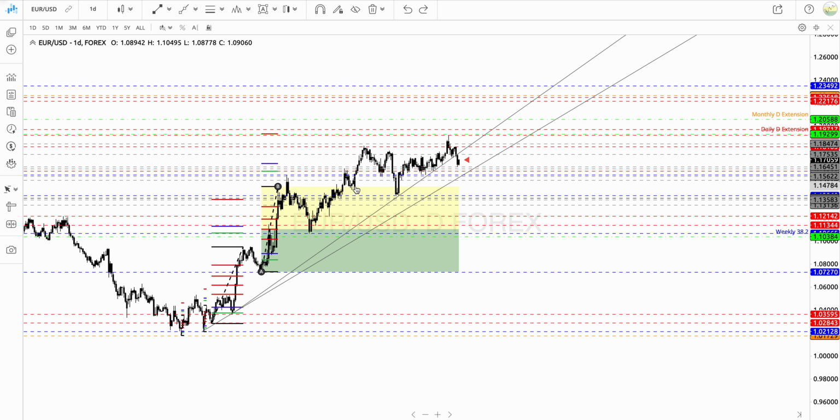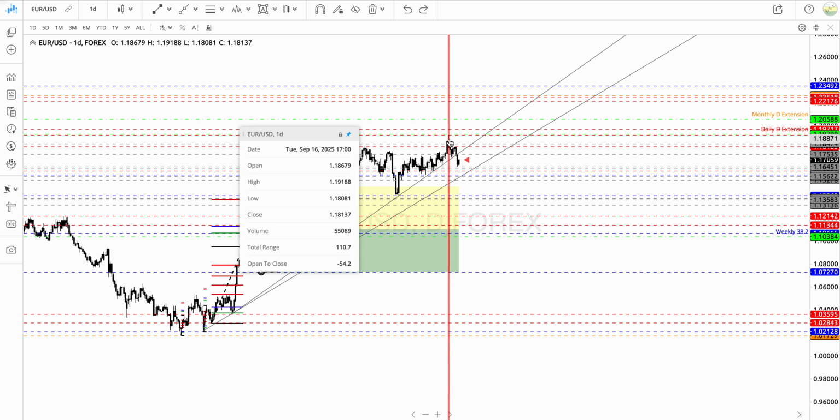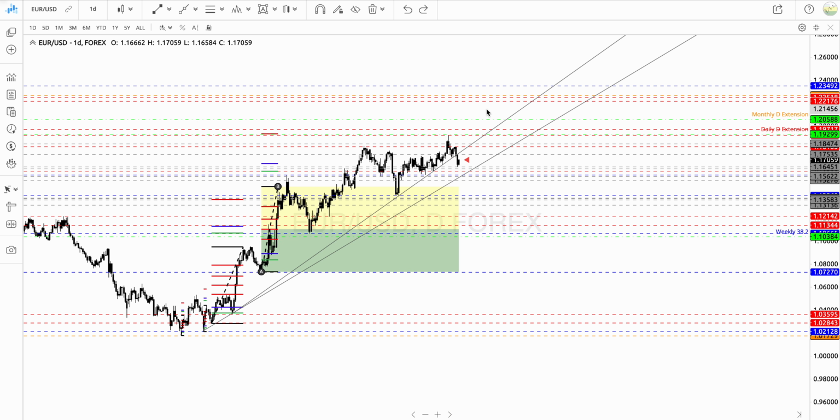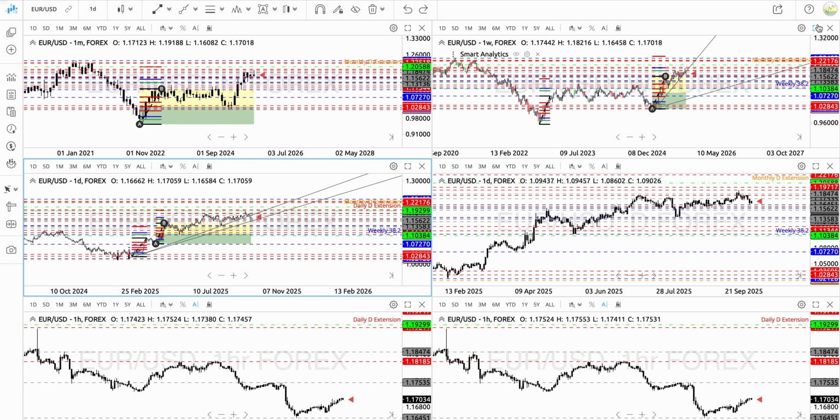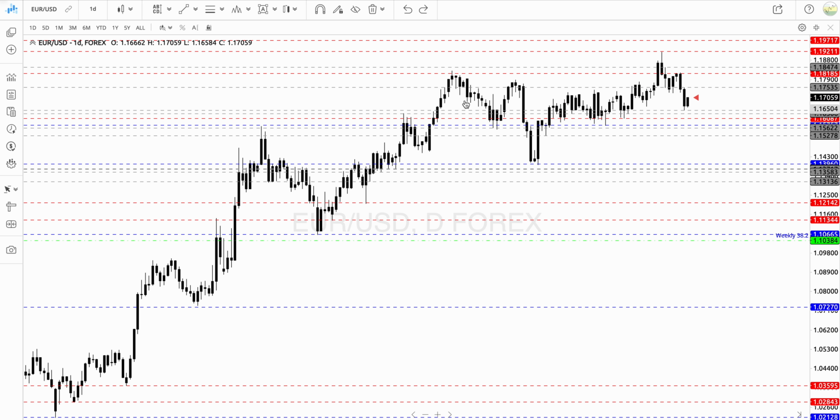Okay, so this is the daily setup. So in the daily, we were just shy of our D extension. The high got to 119,188, and our D extension is at 119,299. So we were off by what, 11 pips or so? So now what I'm going to do, I will leave this as is. I'm going to go down to the 4-hour on a separate chart, and I'm going to look at the 4-hour view.